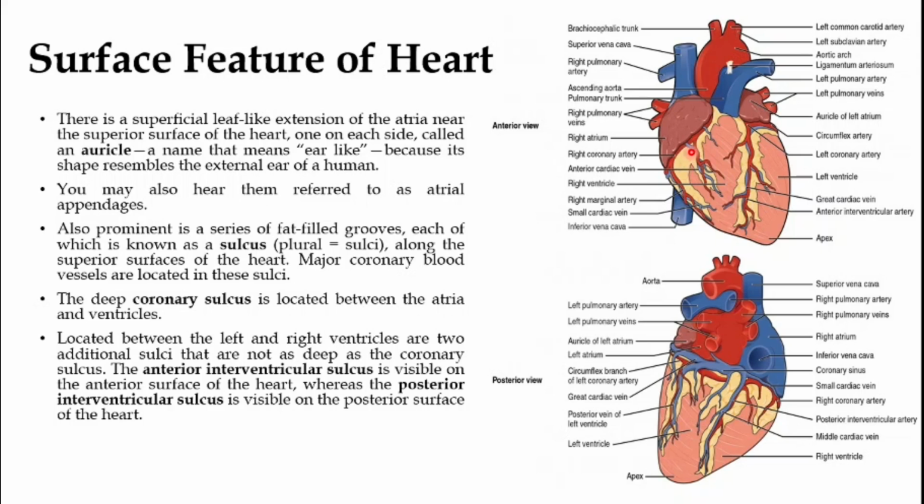So these grooves, or the depressions on which the coronary vessels are traveling, are known as a sulcus. These sulcus are filled with fat, which is yellow in color, and on these sulcus the coronary vessels are traveling. So they are also called a coronary sulcus.